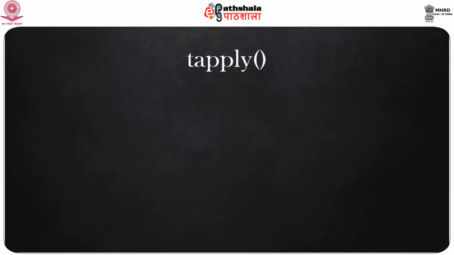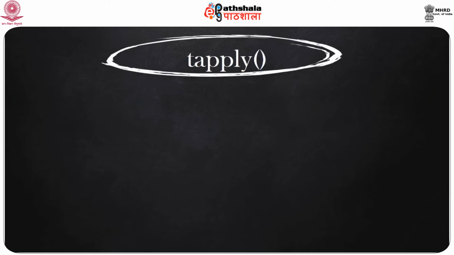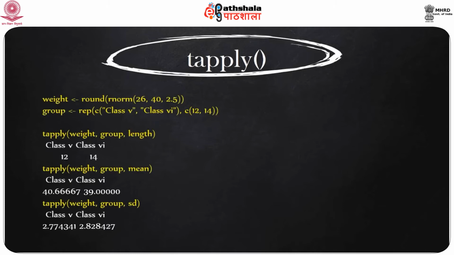Next, have a look at the tapply functional. Suppose we are dealing with a data set corresponding to 26 students. We can always simulate the data, so let us simulate it. We are expecting the weights to come around 40. So, let us simulate a set of 26 data points from a normal distribution with mean 40 and standard deviation 2.5.